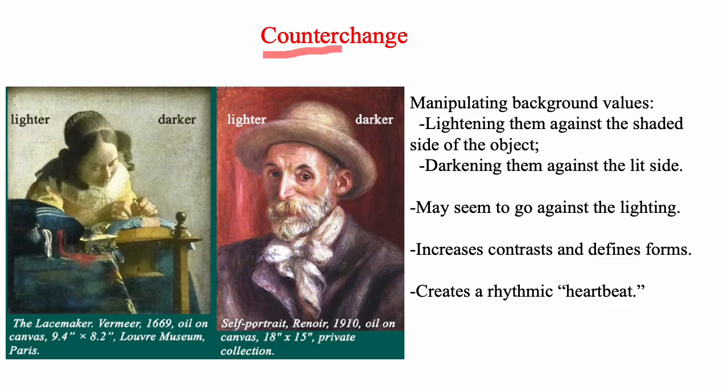In interchange or counterchange, the artist manipulates the background, lightening it next to a shaded part and darkening it next to the lit part. Over here too, lighter with the shaded part and darker with the lit part. And it makes the subject pop because there's contrast on both sides, even though it goes against the lighting. The lighting in both of these cases is from the right, yet the right side is always darker than the left side. If these gradations are well done, though, the viewer doesn't really notice the discrepancy.